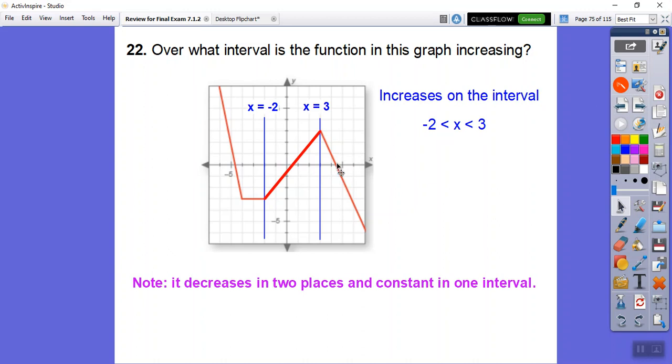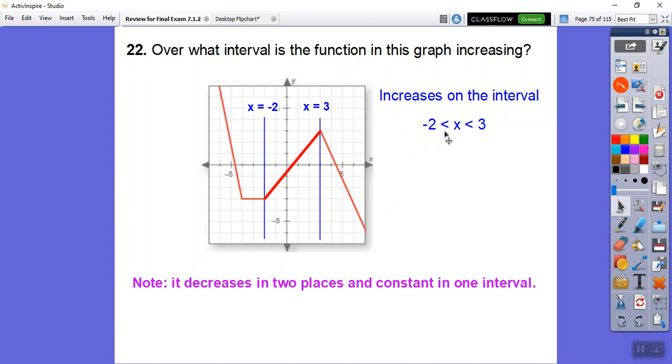Now if it said where is it constant, it would be constant from x equals negative 4 to x equals negative 2. Constant is where it's going right here. It decreases right here, and it decreases right here. I'm guessing this keeps going and going, so that's why they didn't choose the decreasing, because there's two answers and they just keep going. So it's constant right here, but to answer this question, it's increasing on this interval from x equals negative 2 to x equals 3.